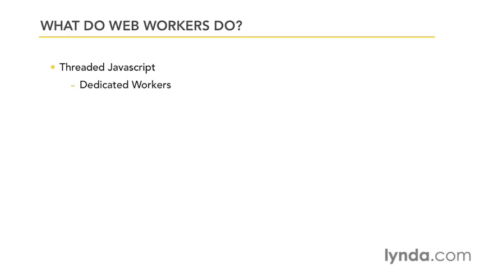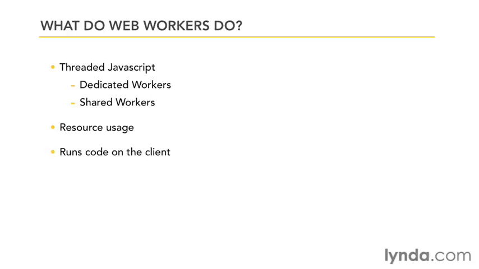Dedicated workers are linked to their creator, that is, they have a one-to-one relationship with the page that created them. Shared workers are named, so any page in the same origin can communicate with a shared worker. Generally, workers are expected to be long-lived. They have a high startup performance cost and a high per-instance memory cost, so use them sparingly.